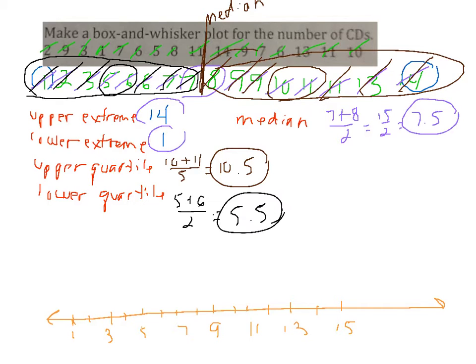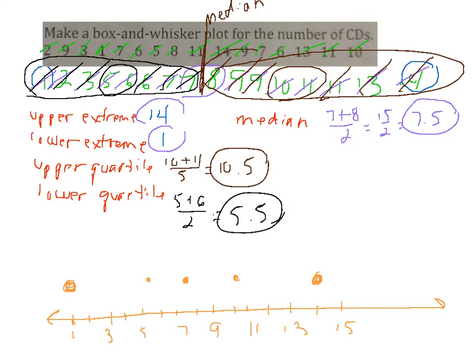Okay. Now that I've got that, I'm going to put a point just above the number line to represent those 5 things. So the upper extreme is 14, so I'm going to put a point there. Lower extreme is 1, so I'm going to put a point there. The median's at 7.5, so I'm going to put a point approximately there. The upper quartile is 10.5, so I'm going to put a point approximately there. And the lower quartile is 5.5, so I'm going to put a point approximately there.